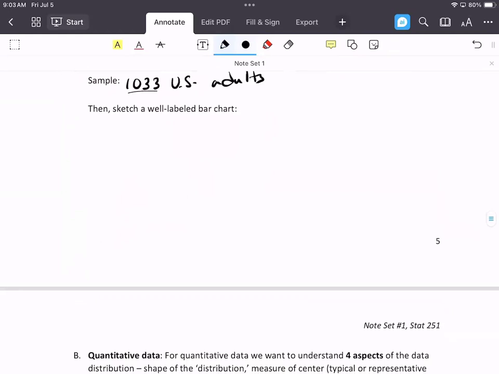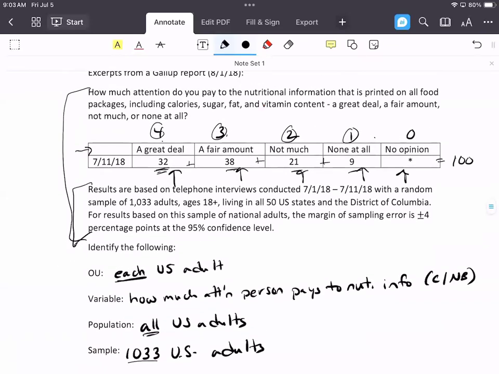Then sketch a well-labeled bar chart. Now, we want to be careful, trying to draw as straight as possible. So I was quiet there for a moment. We always want to label our axes, and hopefully you remember this from math. You always have to label your axes. So my y-axis, let's see, well, what am I going to put? Well, what I want to do is display this information here, down here. All right, so hopefully you have your paper in front of you and you can take a look at those numbers.